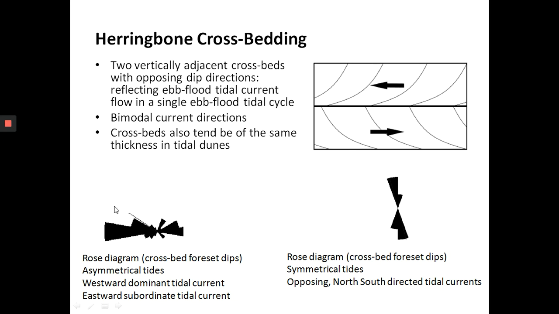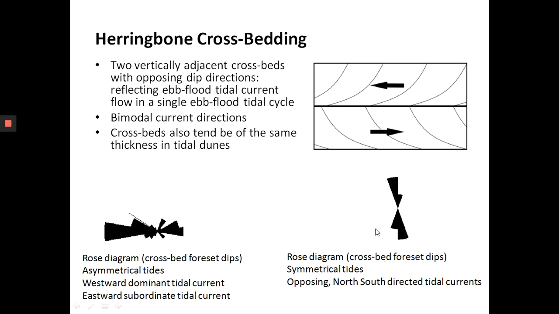And because you have more crossbed foresets dipping towards the west, this might be interpreted as the dominant tidal current, and this is the subordinate tidal current direction. So if this was a 1 million year old rock succession, we can say that 1 million years ago, the tides were operating west to east in opposite directions here, right?